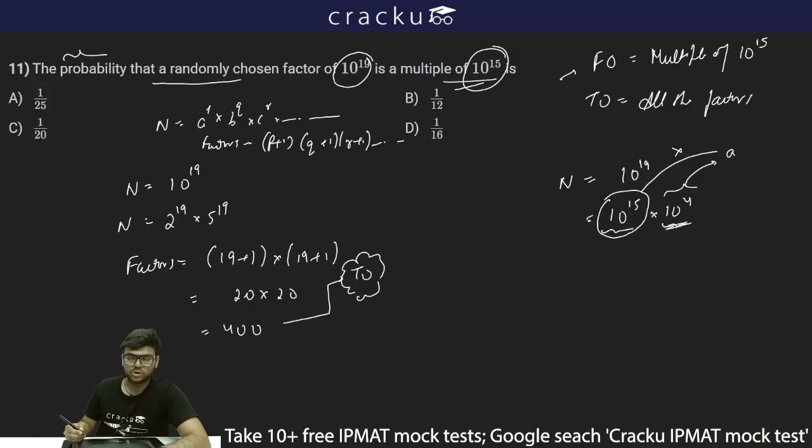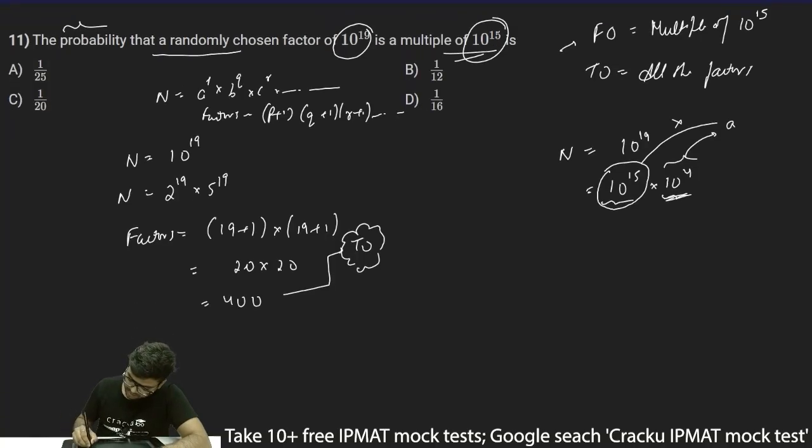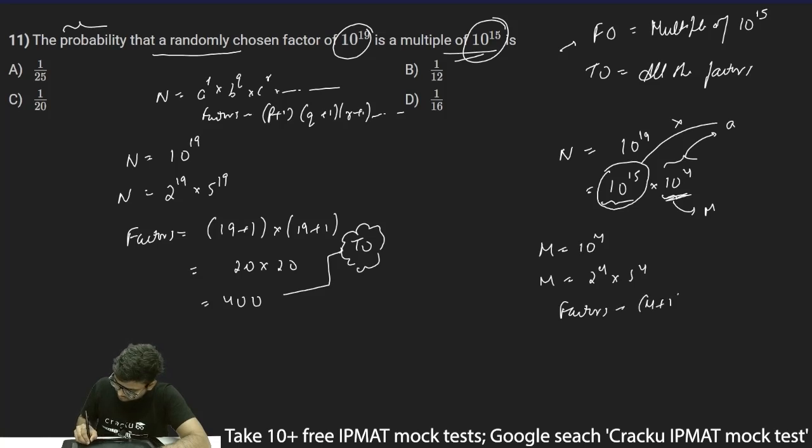So if I consider this 10 to the power 4, I'll assume it as a new number. So m is equal to 10 to the power 4, because I just need to find the factors of 10 to the power 4, since all the factors of 10 to the power 4 multiplied by 10 to the power 15 will be factors of 10 to the power 19 that are multiples of 10 to the power 15. This can be written as 2 to the power 4 into 5 to the power 4, and the number of factors will be 4 plus 1 into 4 plus 1, which is 5 into 5, which is 25. So this is our favorable outcomes.